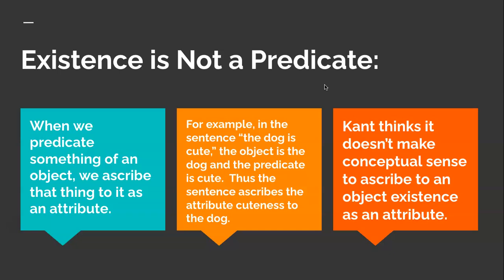When we predicate something of an object, we ascribe that thing to it as an attribute. So here's an example. Here's a sentence. The dog is cute. In that sentence, there's an object. The object is the dog. And there's a predicate. And the predicate is cute. Thus, the sentence ascribes the attribute cuteness to the dog. It predicates cuteness of the dog. But Kant thinks it doesn't make sense to ascribe to an object existence as an attribute. He doesn't think that it makes sense to predicate of any specific object existence.